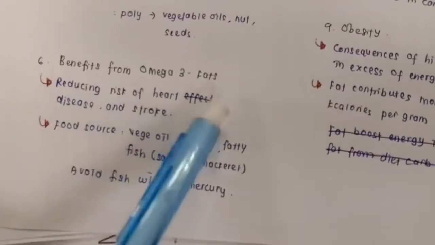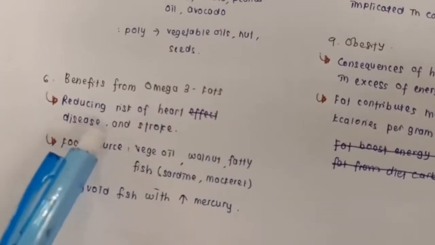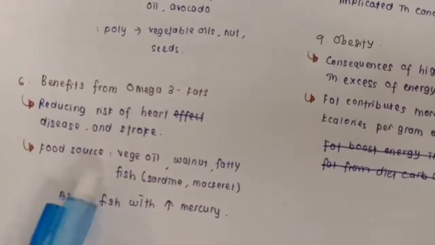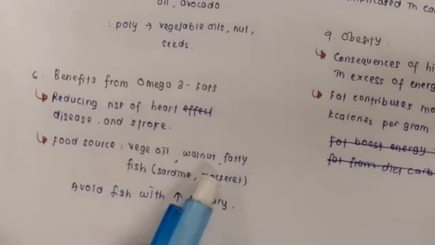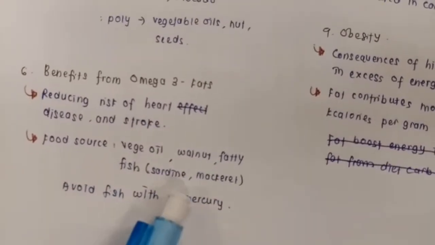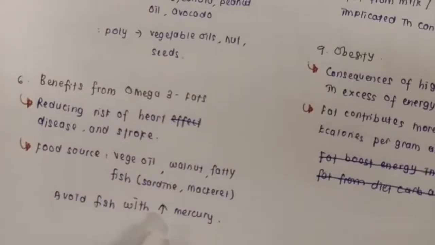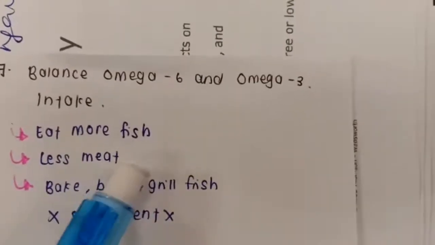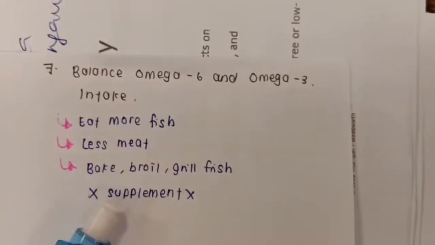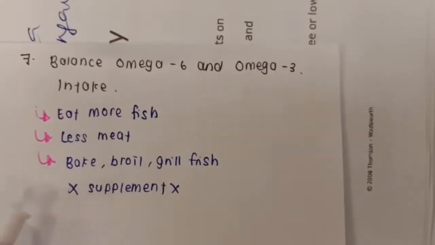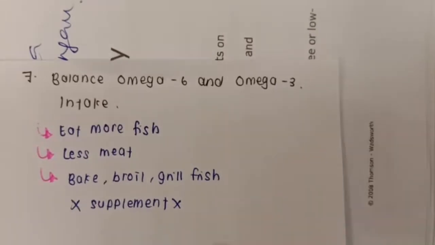Benefits from omega-3 fats, which can reduce risk of heart disease and also stroke. Contoh makanan dia veggie oil, walnut, fatty fish, contohnya sardine and mackerel. But we have to avoid fish with high mercury. Balance omega-6 and omega-3 intake by eating more fish, less meat, and baked, boiled, and grilled fish. No need for supplements.